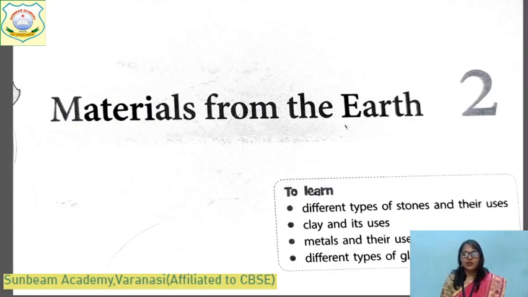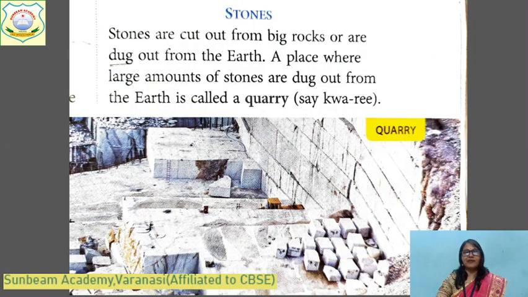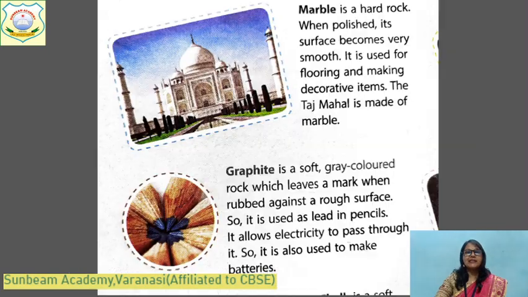Different types of stones we will read and their uses, and the clay and its uses. Metals are also present in the earth, and different types of glasses are also present in the earth. Let's read one by one. Yes, stones. What are stones? Stones are cut out of the big rocks, or they are dug out from the earth. Children, a place where large amounts of stones are dug out from the earth is called a quarry. You can identify the picture of a quarry? Yes. Come to the next.